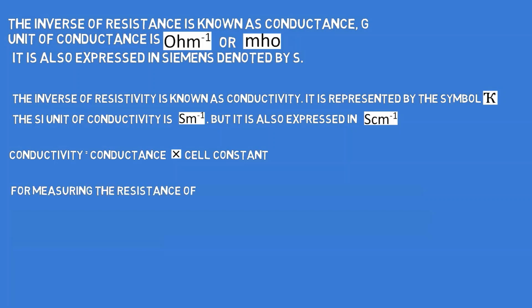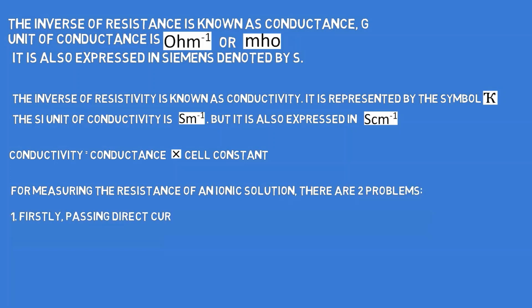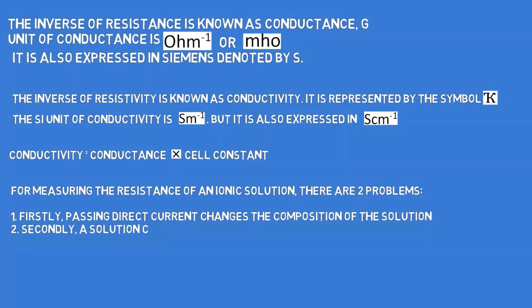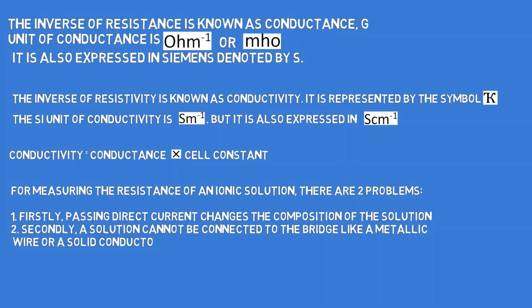For measuring the resistance of an ionic solution, there are two problems. Firstly, passing direct current changes the composition of the solution. Secondly, a solution cannot be connected to the bridge like a metallic wire or a solid conductor.